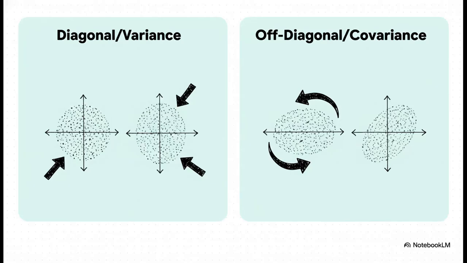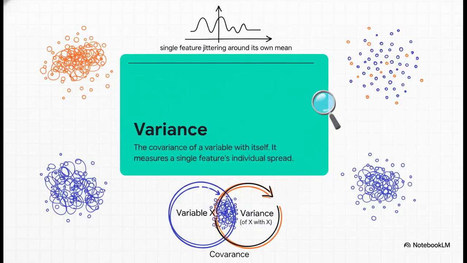And you can think of the numbers inside as having two distinct jobs. The numbers running down the main diagonal, those tell you about the stretch. And all the other numbers, the off-diagonal ones, those tell you about the tilt. So just remember, diagonal is for stretch, off-diagonal is for tilt. And here's a neat little insight. Variance isn't some totally separate concept, it's really just a special case of covariance. The variance of a variable is just its covariance with itself. It's a measure of how much that one feature wobbles around on its own.